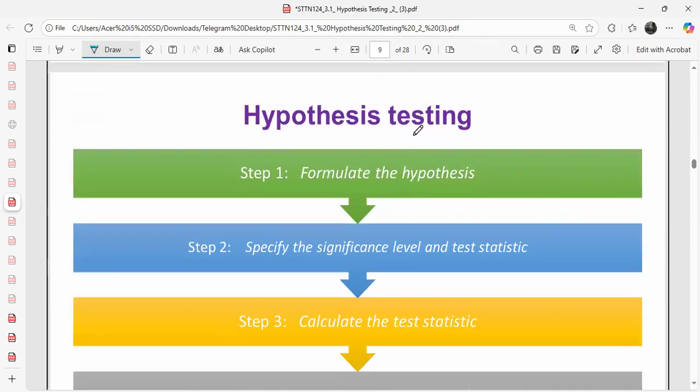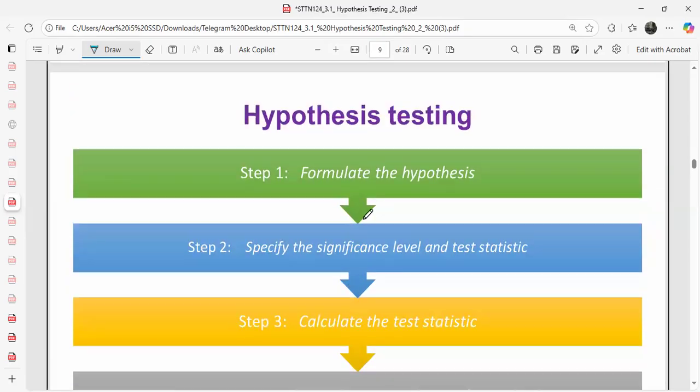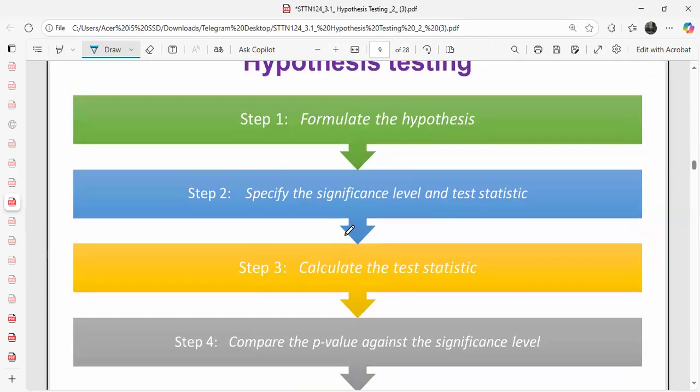Okay, let's start with the hypothesis testing. For hypothesis testing for one population, two populations, and independent random samples, we're going to use these steps: step 1, step 2, step 3, step 4, and step number 5. Step 1 is when you formulate the null hypothesis, H0, and the alternative hypothesis, HA. Then step number 2 is when you specify the level of significance and write down the correct formula of the test statistic that you're going to use. Then step number 3 is when you calculate the test statistic.